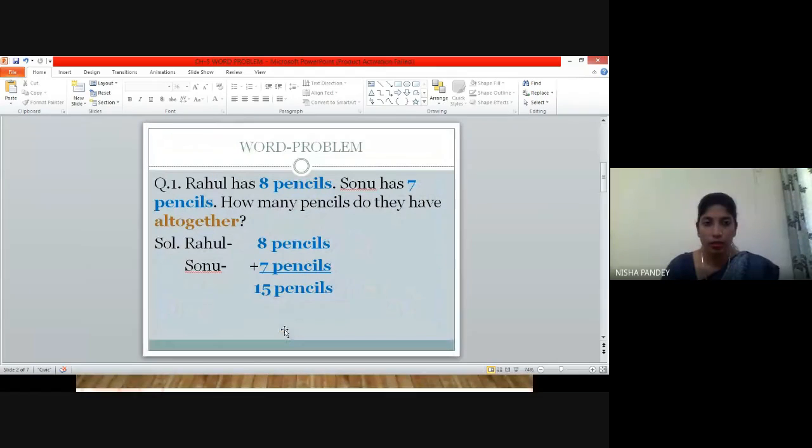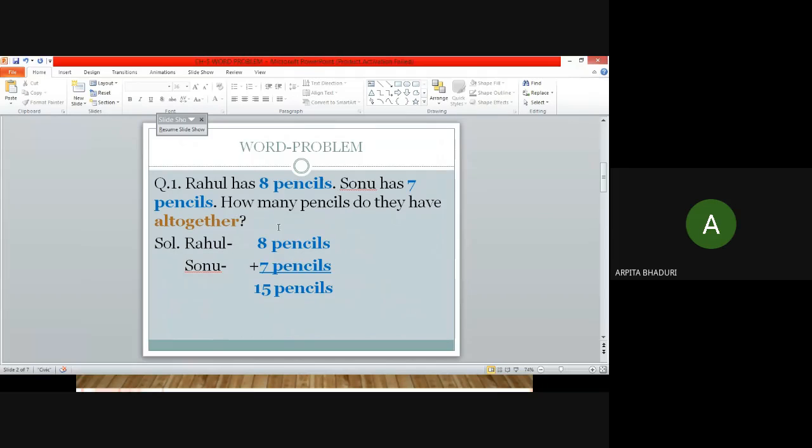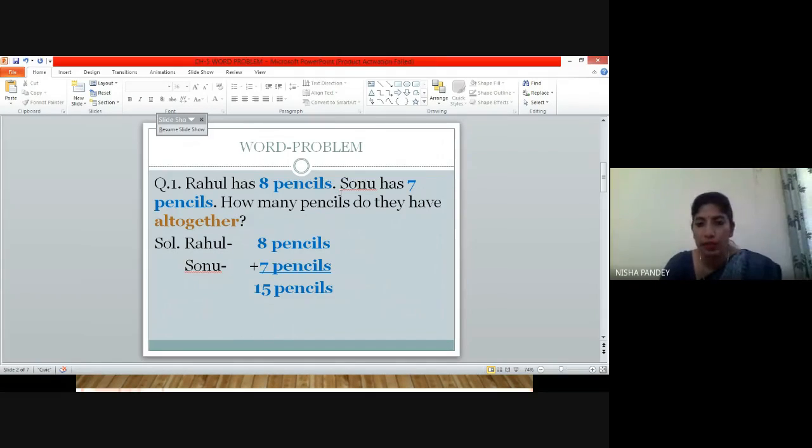Okay. So first question we have that is given in our textbook. Rahul has 8 pencils. Sonu has 7 pencils. How many pencils do they have all together? So first you have to see the objects, how many objects are there. It is already highlighted with blue color, right? So it is 8 pencils here and Sonu has 7 pencils, also highlighted with blue color, right? These are the objects we have to play some game with.